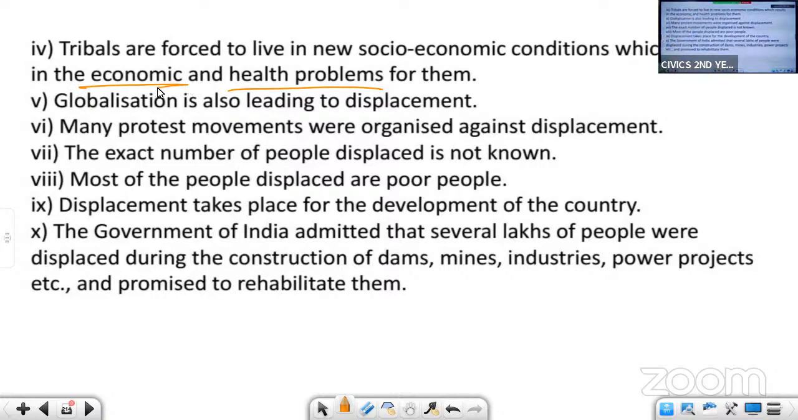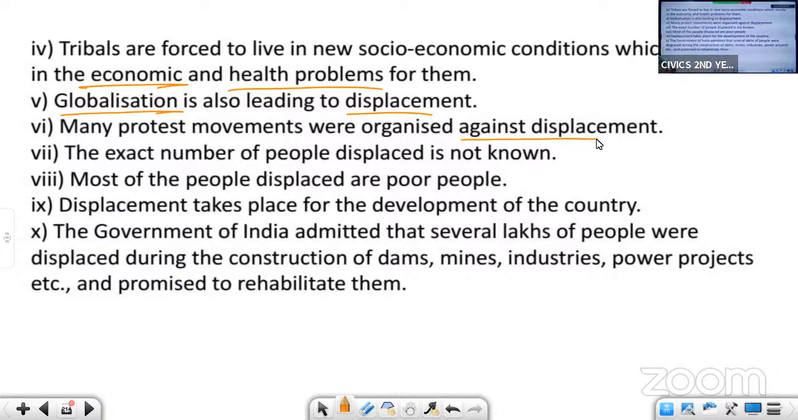Okay, so globalization is also leading to displacement. Globalization is another reason for displacement. Lakhs of people get displaced every year in the name of development. So many protest movements were organized. The social activists have organized many movements against this displacement, but it was of no use.